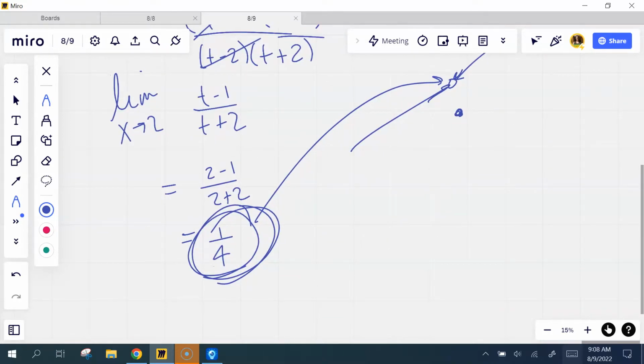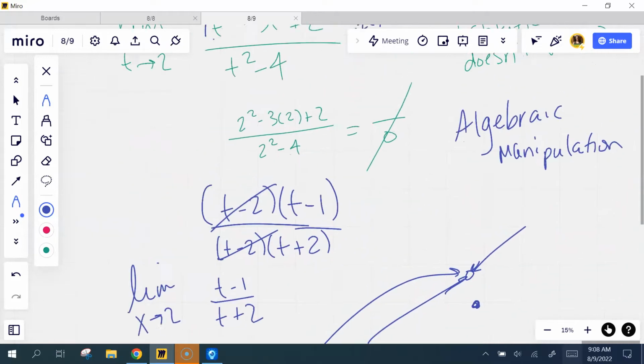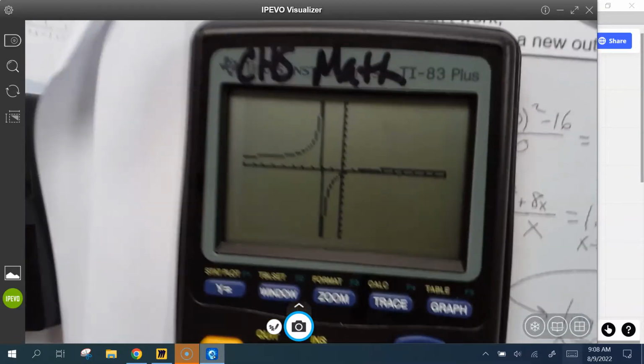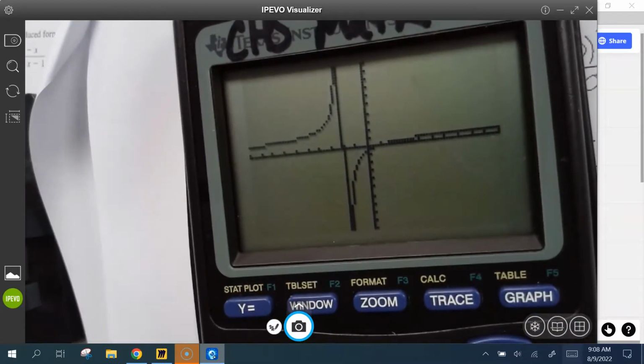Are y'all okay? Let's graph it and see what it looks like. X squared. Make sure you put that top in parentheses. Minus 3x plus 2 divided by. What were we approaching to? What was x? It was the limit as x approaches what? 2?